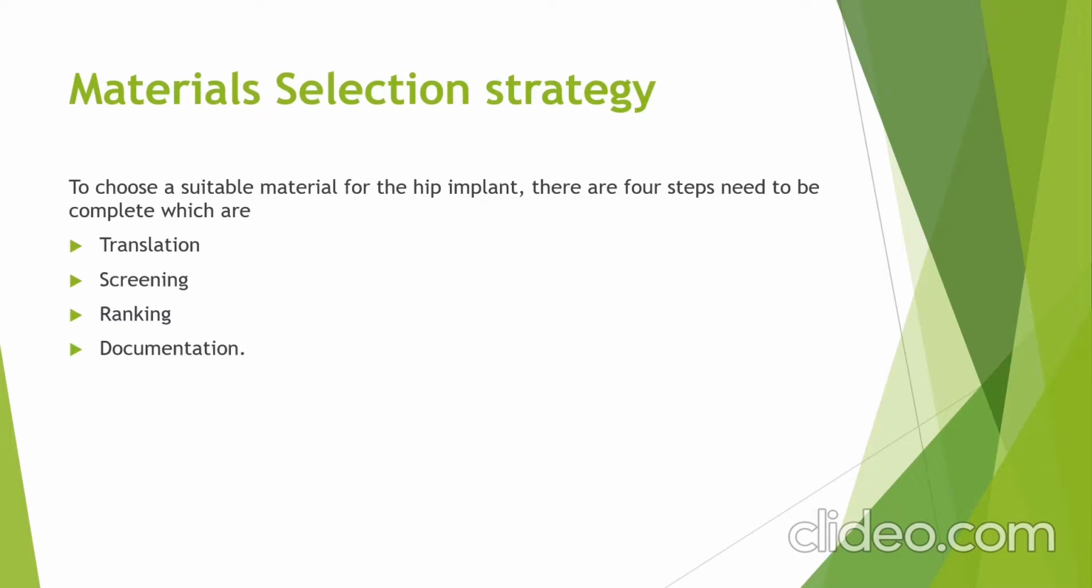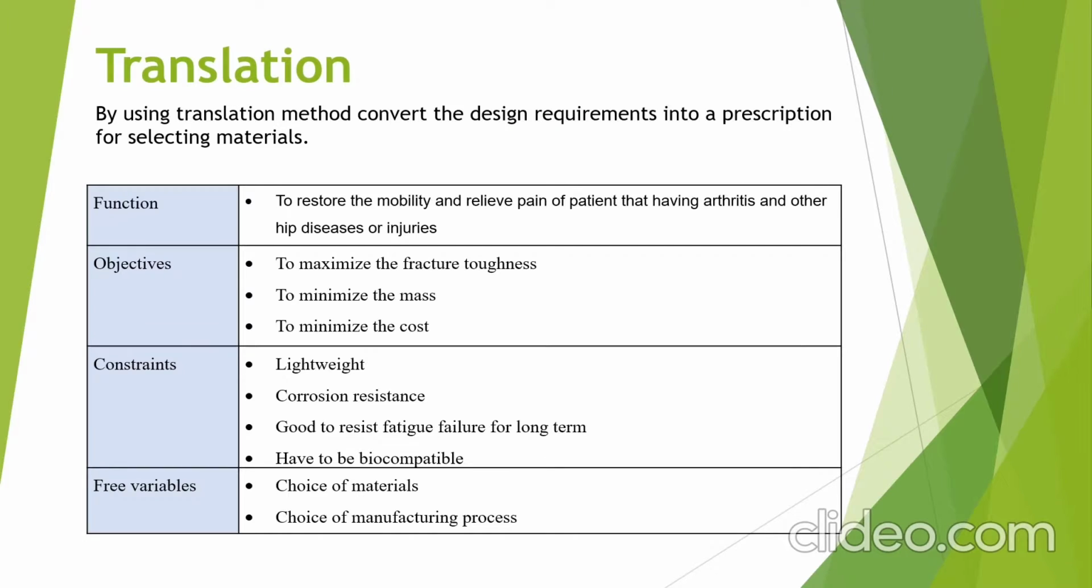Hi everyone, my name is Yang Seng Hong. So I'm going to talk about the material selection strategy here. It consists of 4 steps, which are translation, screening, ranking, and documentation. So the first step is the translation.